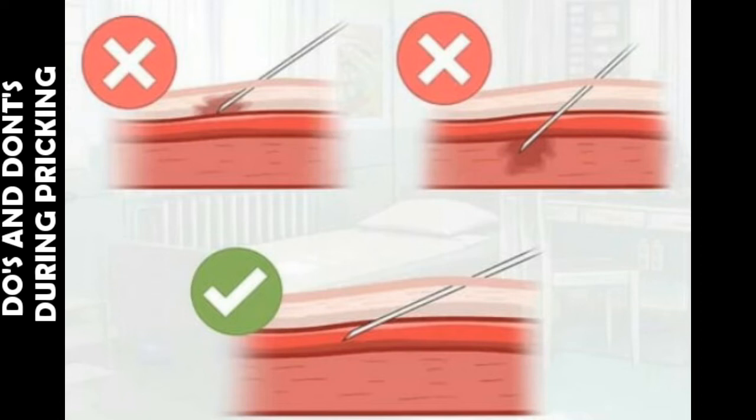Next, here we can see the do's and don'ts during pricking of the needle into the vein. This is the first major mistake: the needle does not penetrate into the vein, but the surface of the vein may get ruptured. Next, when inserting the needle, it may penetrate too deep through the skin, and in that way the skin may get ruptured. Next, this is the correct way of pricking: we insert the needle into the vein where the vein is present. These are the do's and don'ts of pricking.